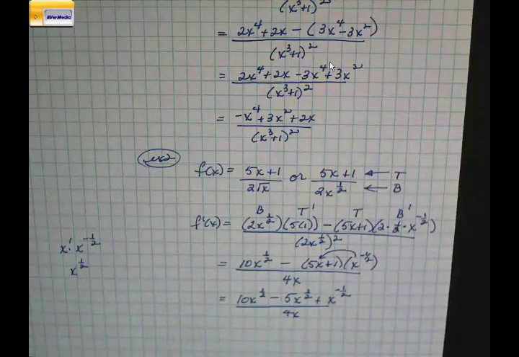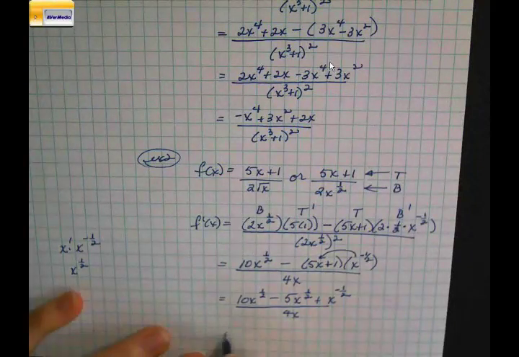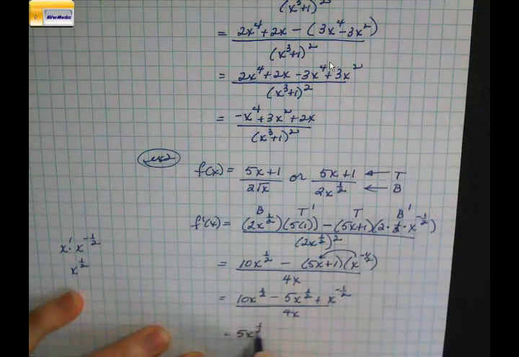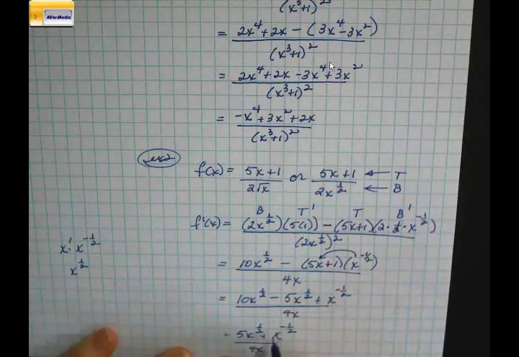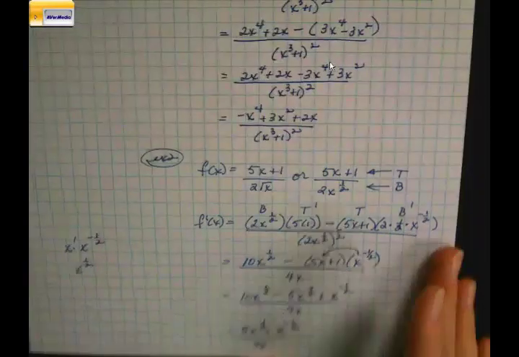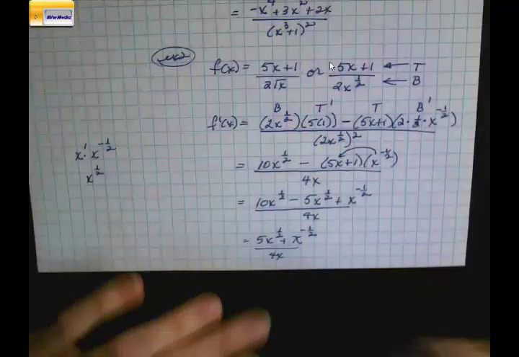10x to the 1/2 minus 5x to the 1/2 is what? Now 5x to the 1/2 plus x to the negative 1/2 all over 4x. Now I'm not even certain what I'm going to do with this. I really don't know what to do with this. I'm not certain. I have no clue what they're going to want in my math lab.